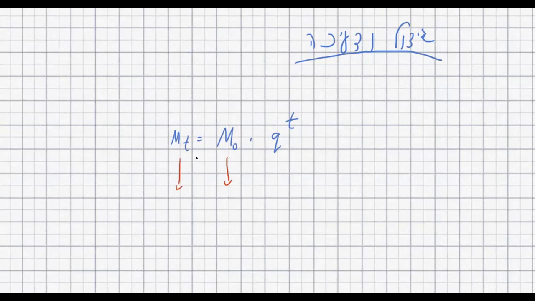And t stands for time. So mt is the quantity after the time has passed. t is the time. And q is the changing rate. And we will see it in a second. Okay?